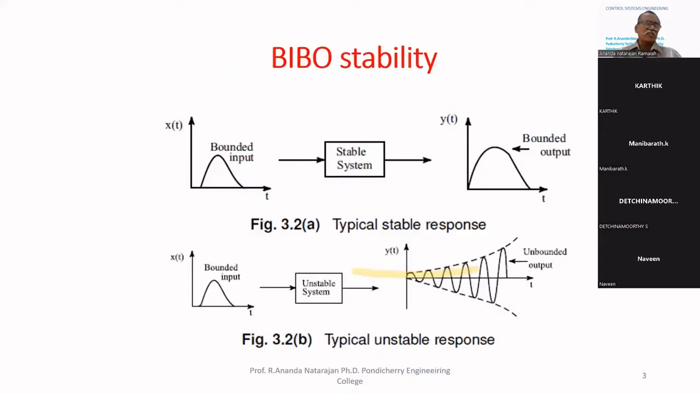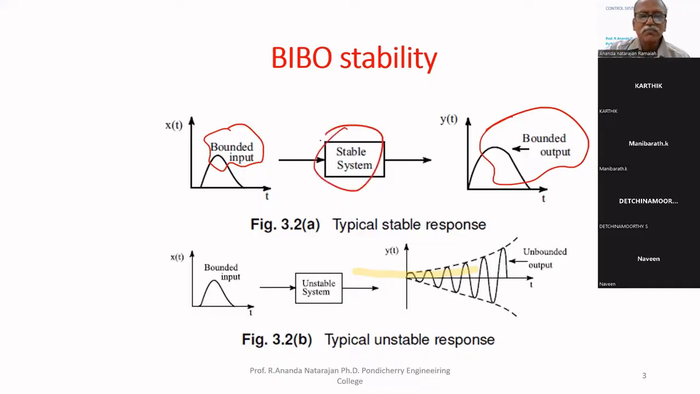Then what is the definition of stability? If we give a bounded input, we know what a bounded input signal is, and the output also is bounded, then the system is said to be BIBO stable. Bounded input, bounded output stability. The system is said to be bounded input, bounded output stable.